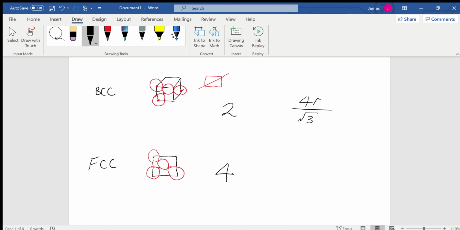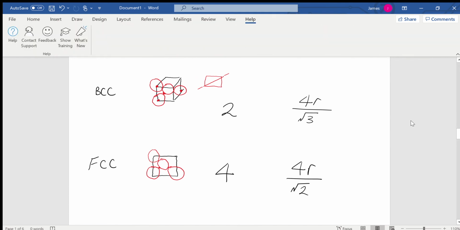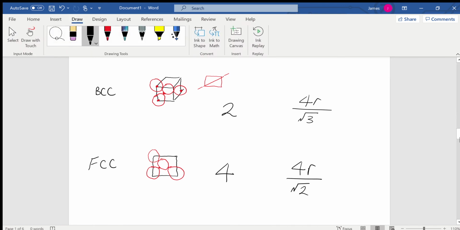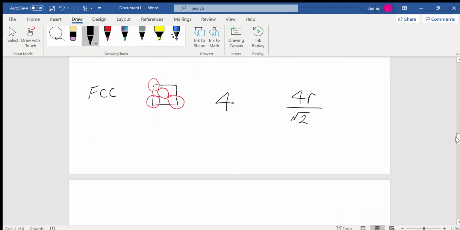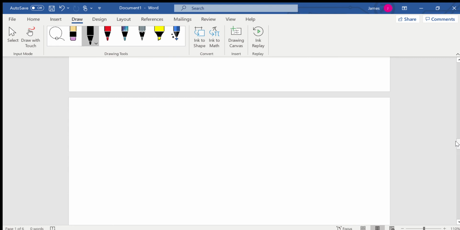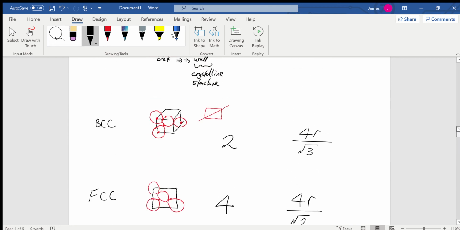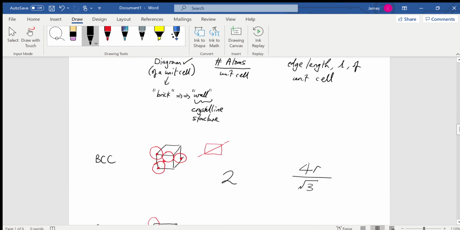4 atoms P in its cell, and my edge length here is 4 times the radius over root 2. So if I could summarize this, maybe I can summarize it on the same page. Nope, let's summarize it here.